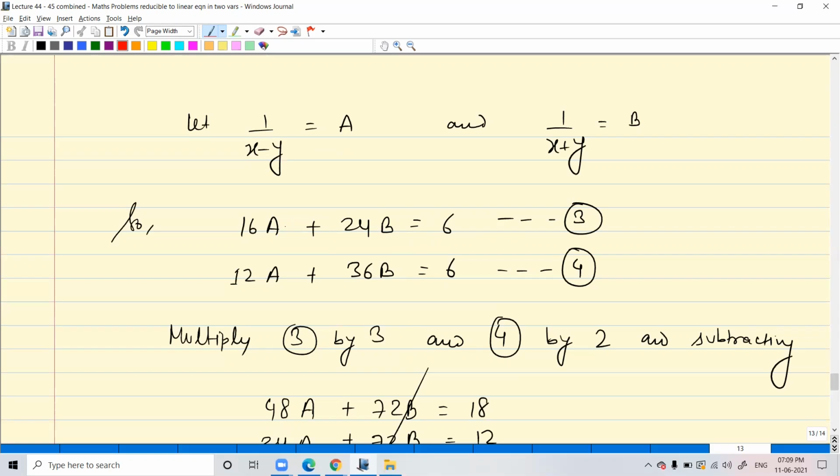And one more thing we could have done, you see, there is 2 common in all of them. So we could have taken that 2 common and cancelled it out. So this equation basically will become 8a plus 12b is equal to 3. It will become even smaller.